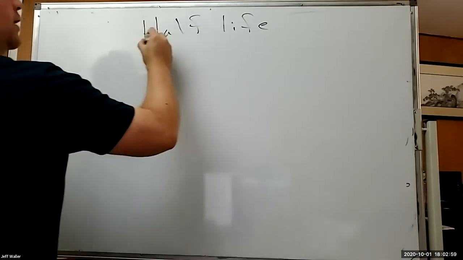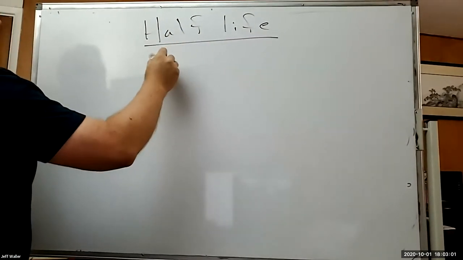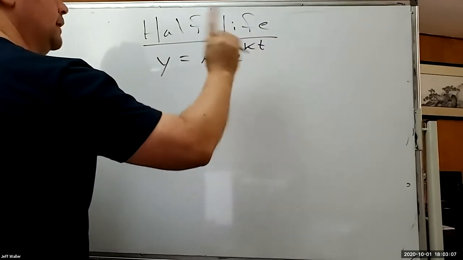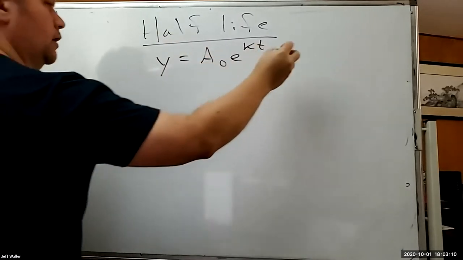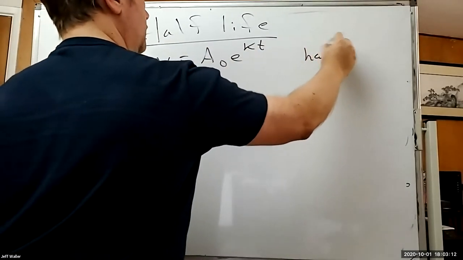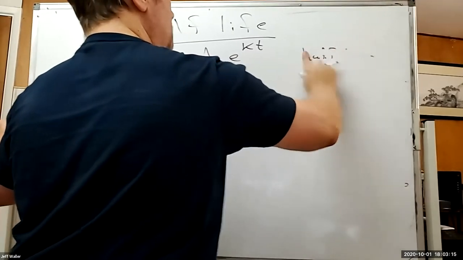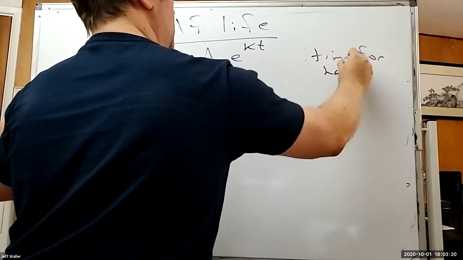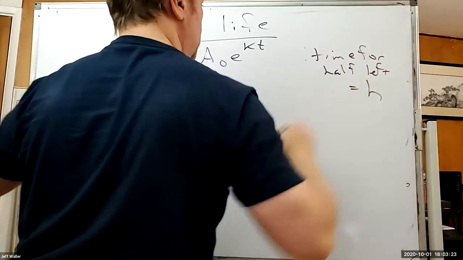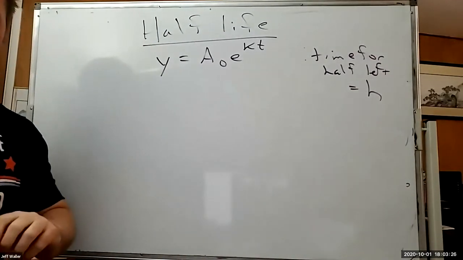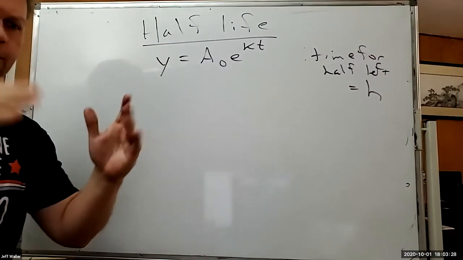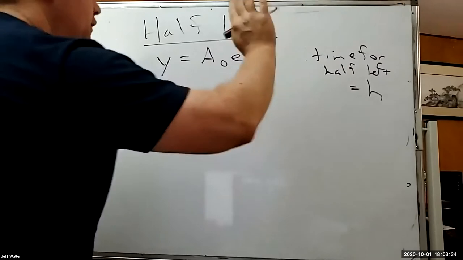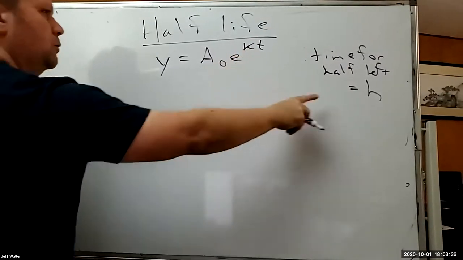So the half-life is going to be a lot like the doubling. Let's cut to the chase. Let's call the half-life, the time for half to be left, remarkably enough, H. So like D was double, H is half. I'm going to put an H in there for time.